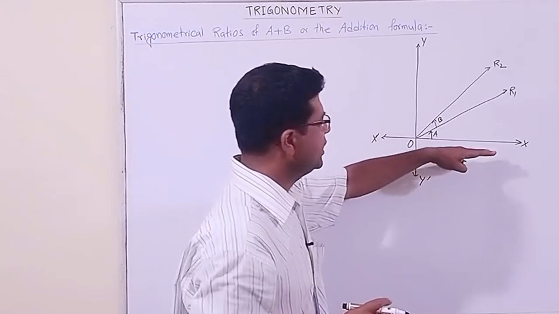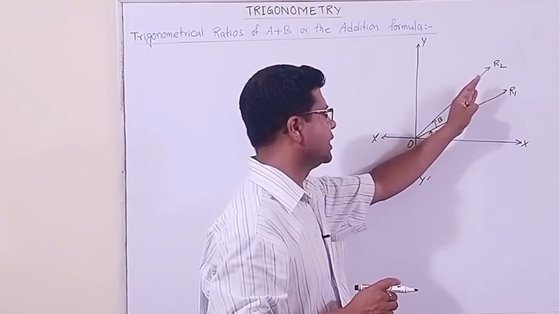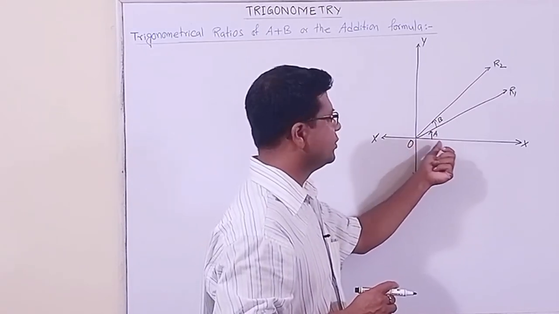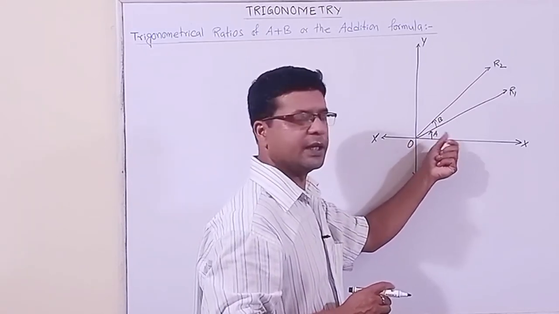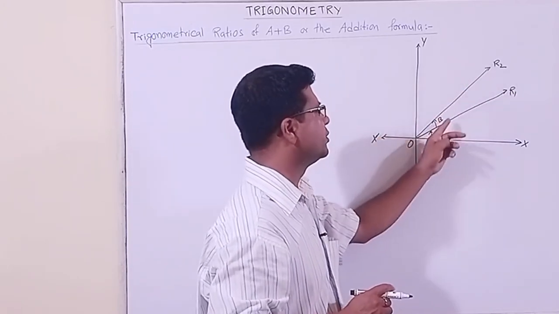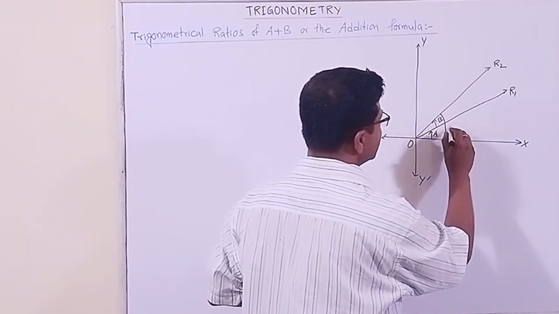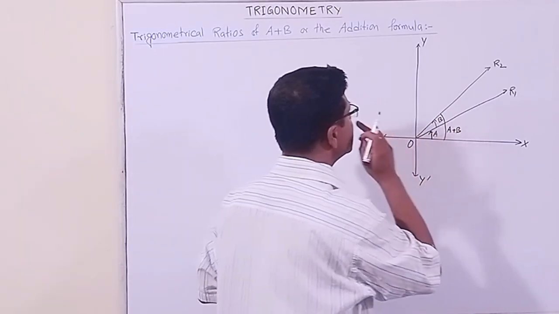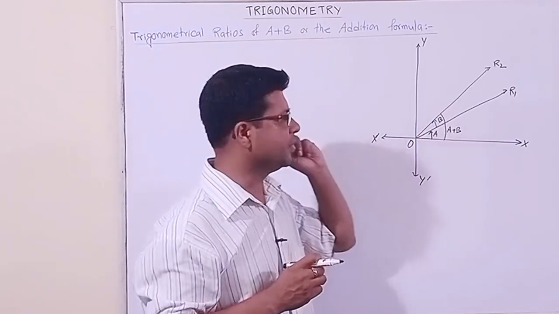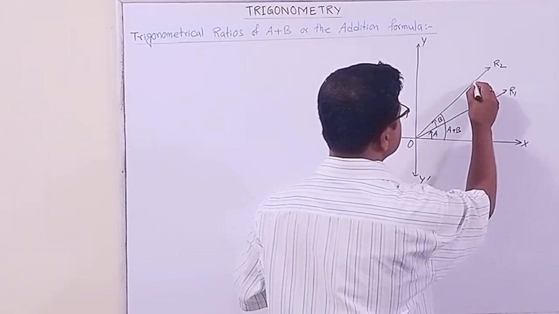Here again I am explaining. With respect to the x-axis, a ray rotates like this. The angle formed at O with respect to the x-axis is A. Then from this ray another ray rotates through an angle B. So this total angle is A plus B. Today we are going to find sine of A plus B, cos of A plus B, and tan of A plus B.